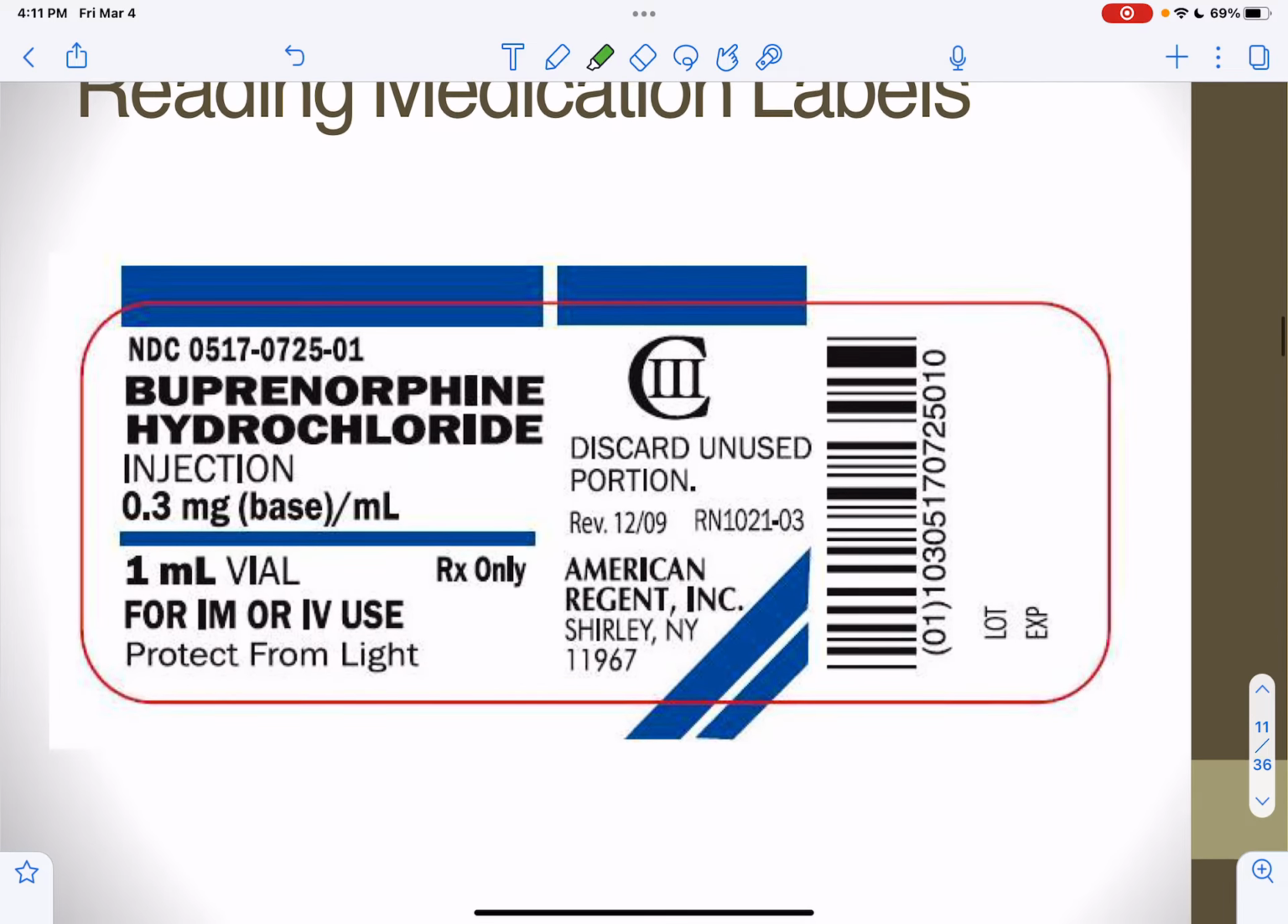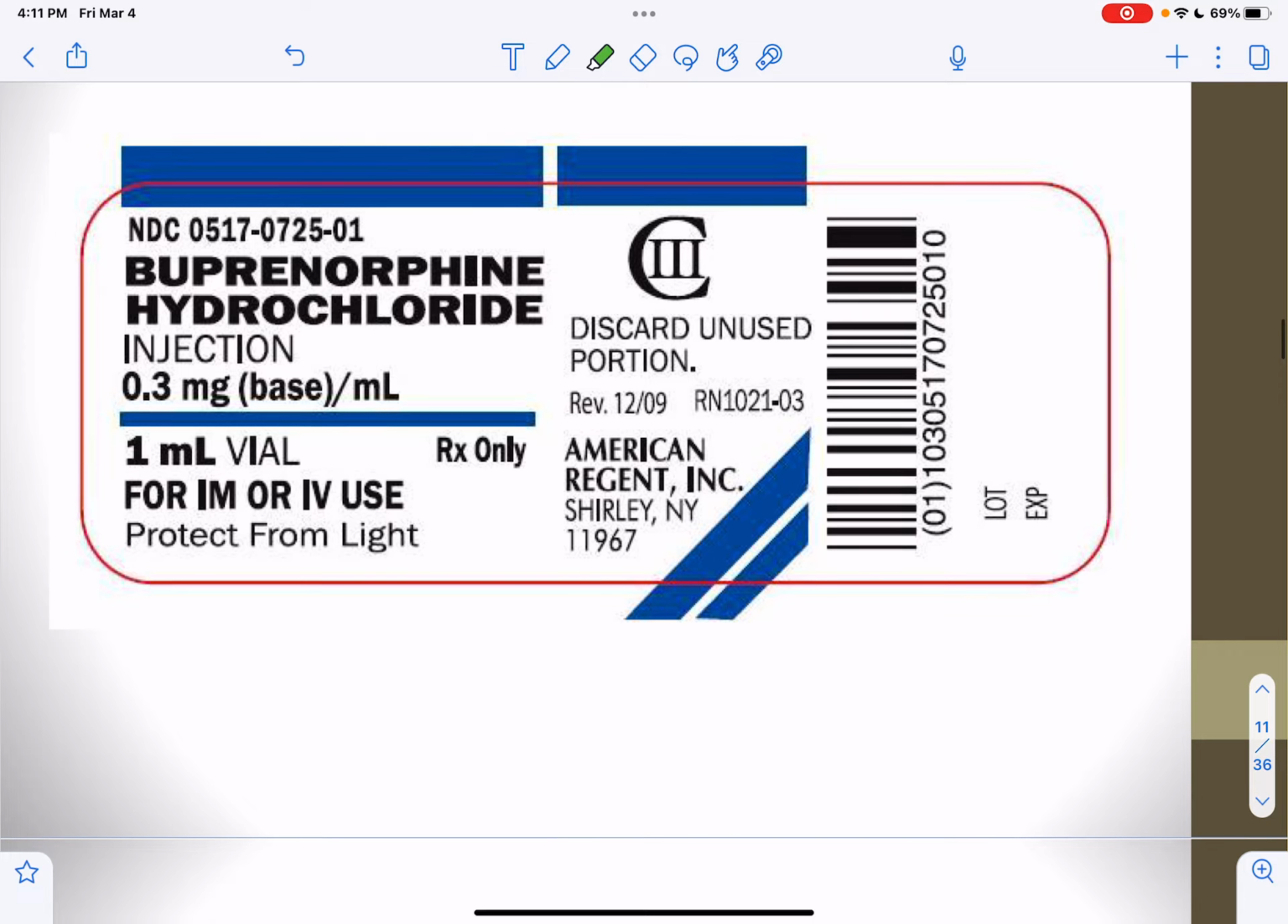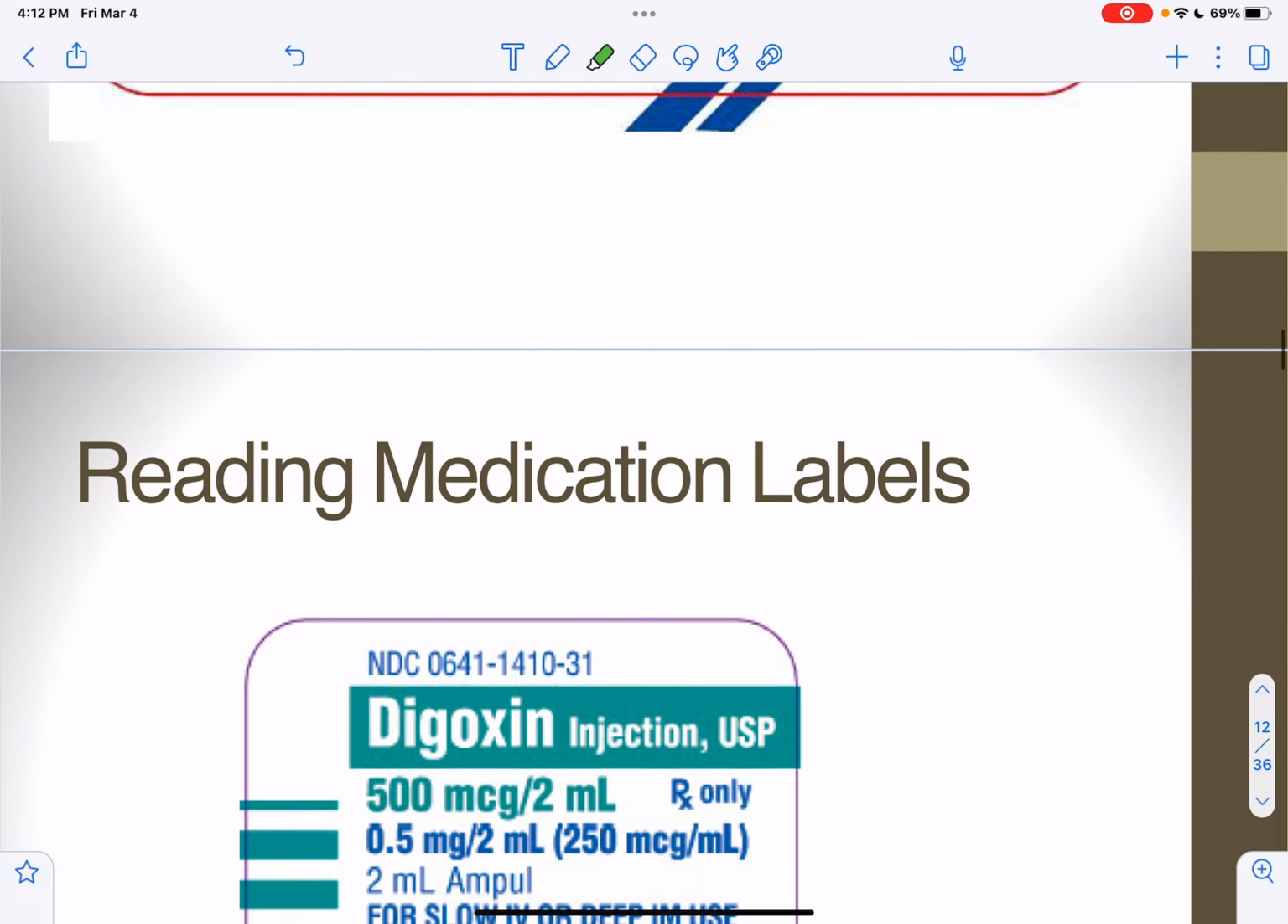All right, buprenorphine hydrochloride, 0.3 milligrams per 1 ml. Okay, and there's 1 ml in the vial. So hopefully this is the amount that your provider is going to order, but you never know. But if they don't, we'll know how to convert it.